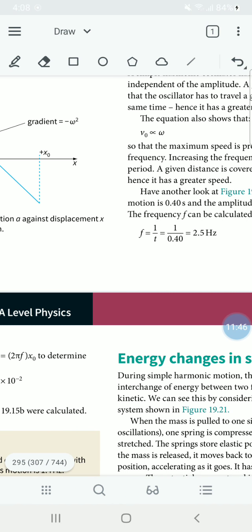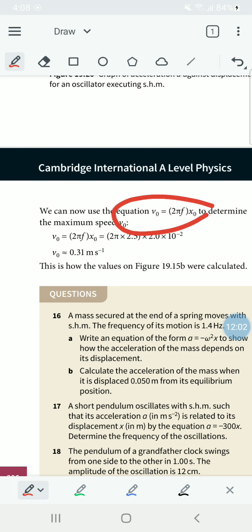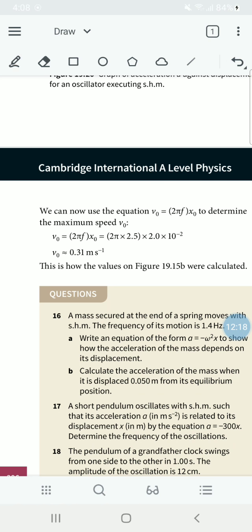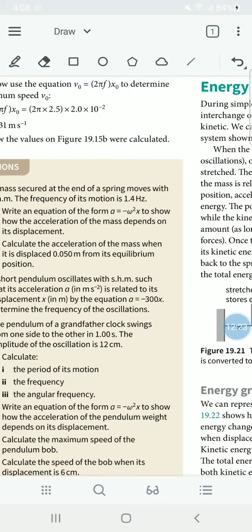After we have found the frequency, we can substitute that into Vo equals omega xo. So omega is equal to 2 pi f. Therefore, you write this equation. All these equations you need to know by heart, and then you will get Vo equals 0.31 meters per second. I hope you understood. If you have any questions, please raise them. If you are clear on everything, please do question number 16 to 19.